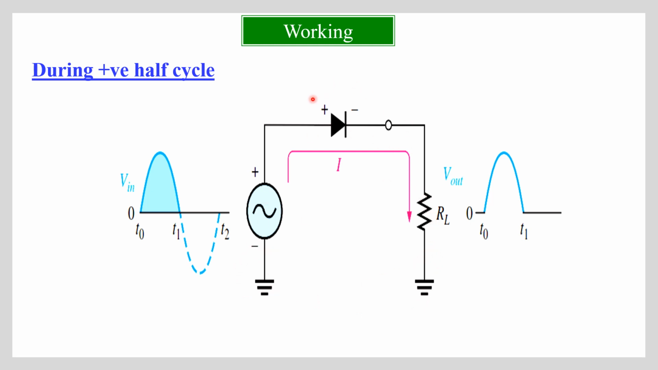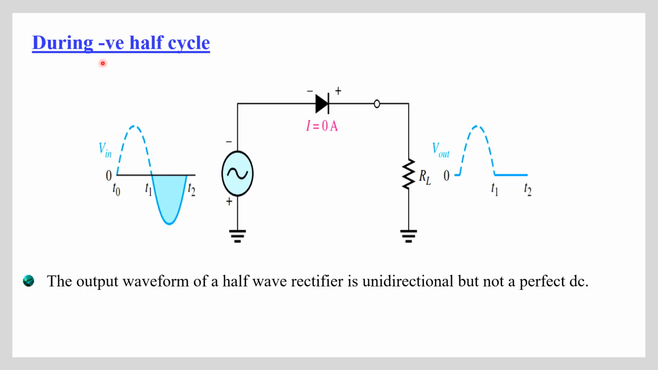So for the positive half cycle, the diode is forward biased, current flows through RL, and we get the voltage at the output. Clear? Let us see what happens during the negative half cycle.